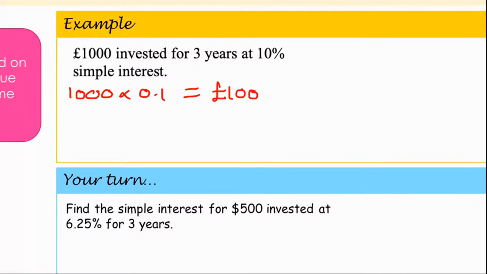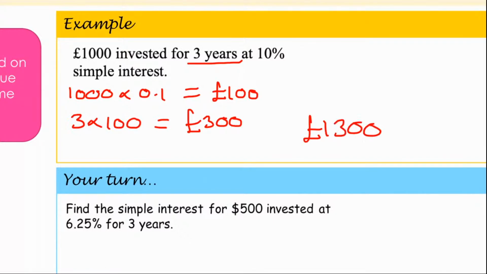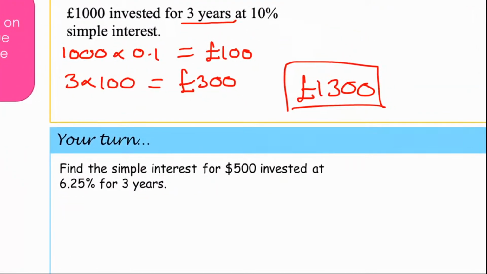Now we get that same interest each year. It's invested for 3 years, so we'll get that 3 times. So in total, we will get £300 in interest. Now that means at the end of that time, you will have £1,300 in your account. Okay, you have a go then. Try this question at the bottom there.